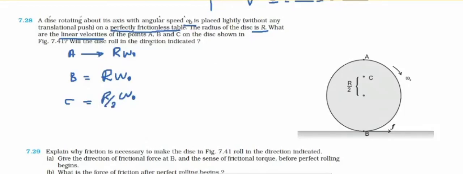Now, will the disk roll in the direction indicated? No. Friction is required to start rolling. Here there is no friction.